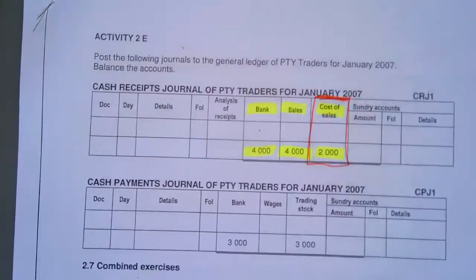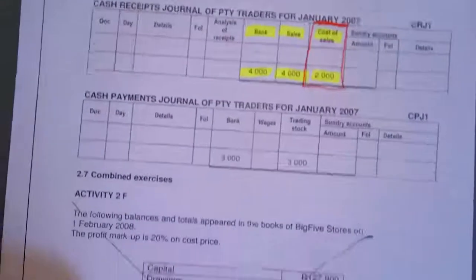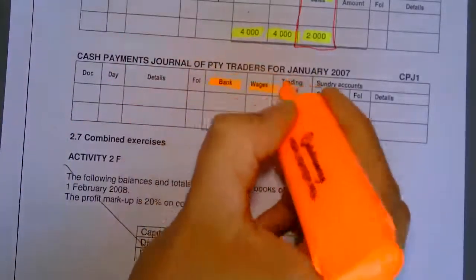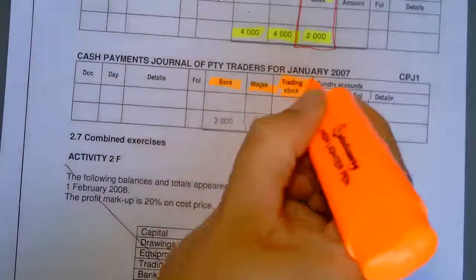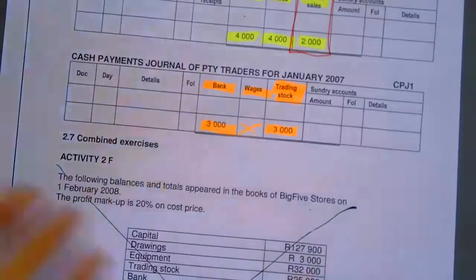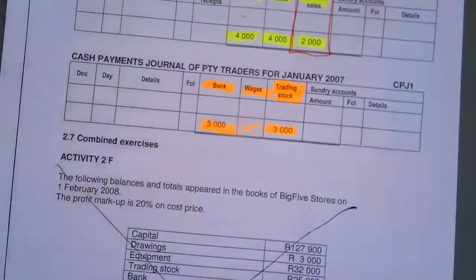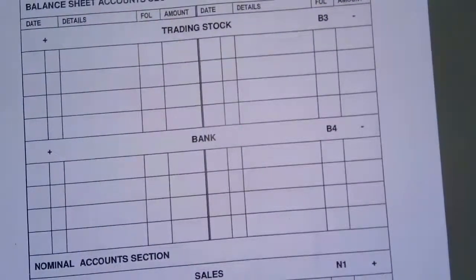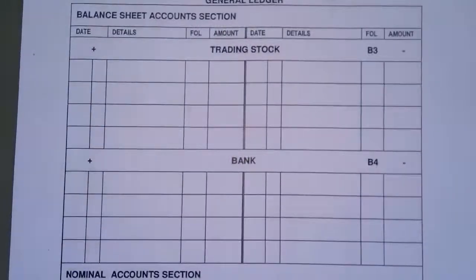Okay. So then in the CPJ, you will see that again, we didn't give you any information in between because it's not needed. We only want you to complete the ledgers, so we only gave you the totals. There's no total for wages, so we don't need to do wages. For the test, you need to do the 4 accounts that are attached here: trading stock, bank, sales, and cost of sales.